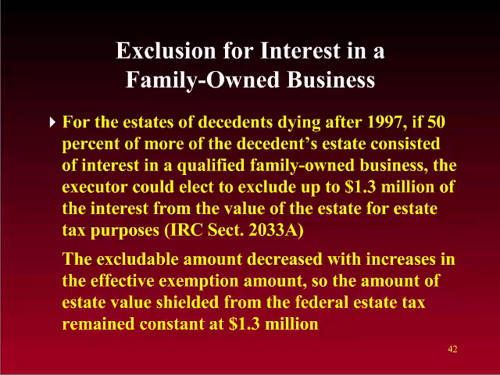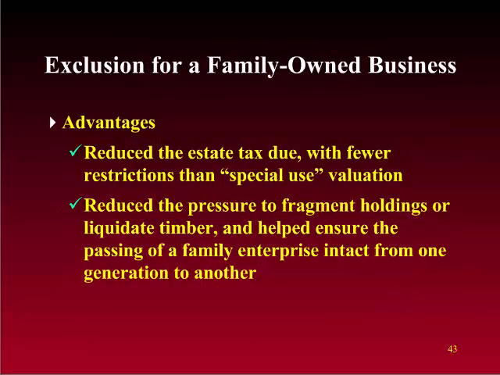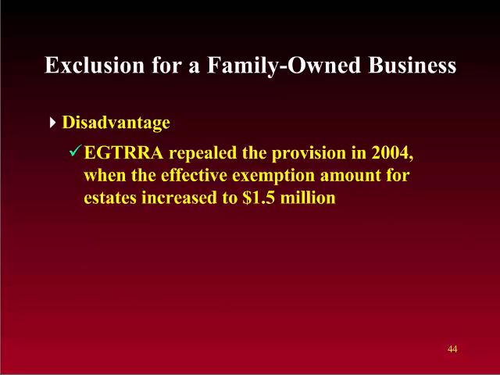The excludable amount decreased with increases in the effective exemption amount, so that the amount of the estate value that was shielded from federal estate tax remained constant at $1.3 million. So what's the effective exemption amount now? It's $1.5 million, so it's up above this number, right? So what happened is EGTRRA repealed this provision in 2004 when the effective exemption amount for estates increased to $1.5 million. So this is in here for historical purposes, I guess.